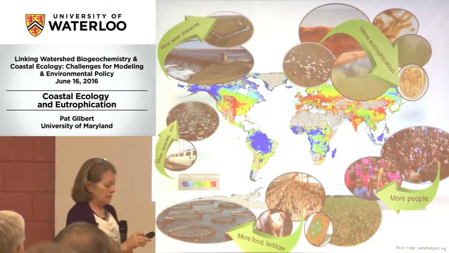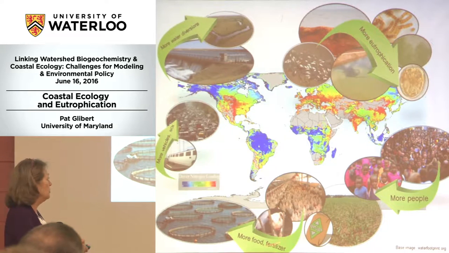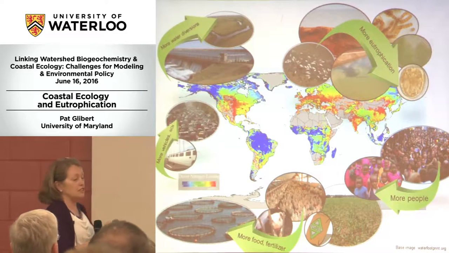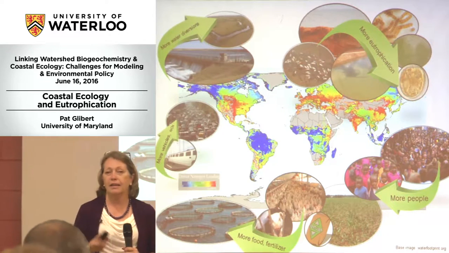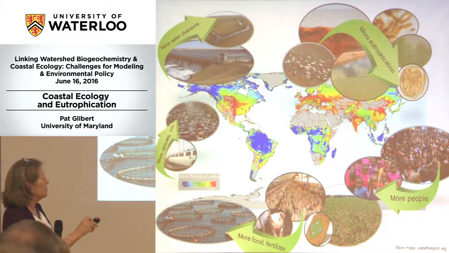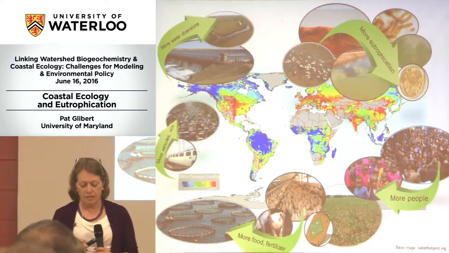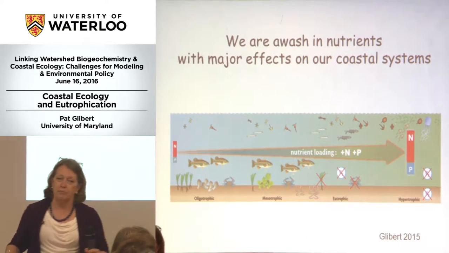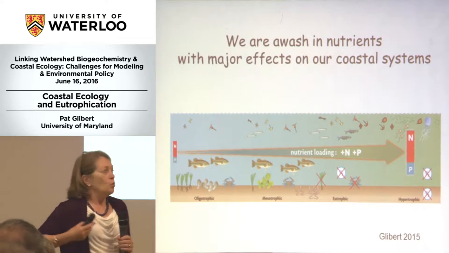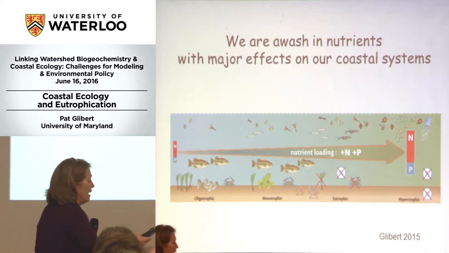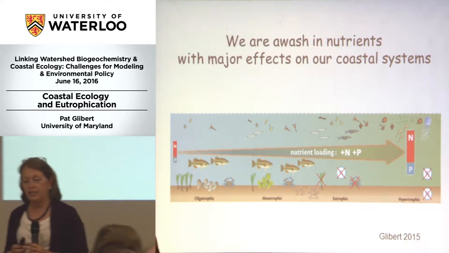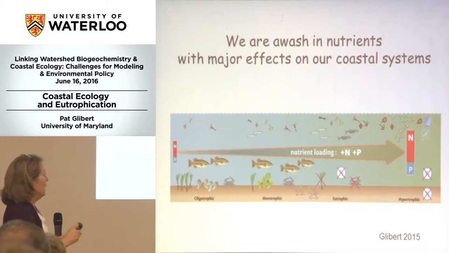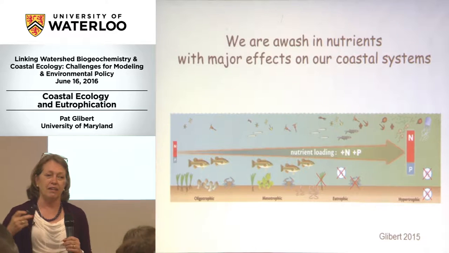So we have more people, more food, more fertilizer, more vehicles, even more water diversions, which also has effects on nutrient supply. I'm not going to get into that, but the end result is that we have more eutrophication around the world. So we are awash in nutrients in many coastal systems. We tend to think that we understand what the process of eutrophication actually is. In general, we think that the process of eutrophication involves an increase in nitrogen to phosphorus loading.